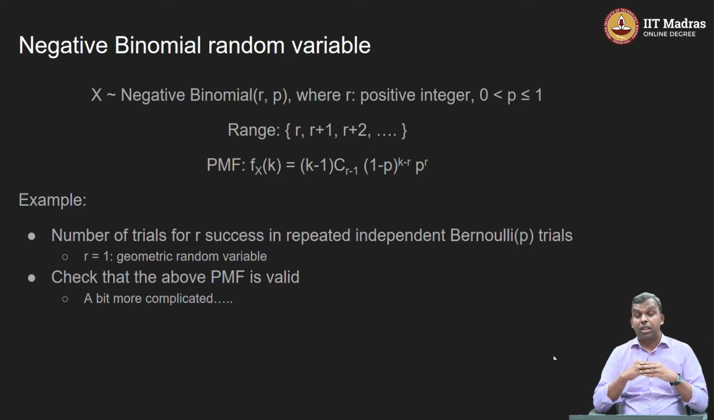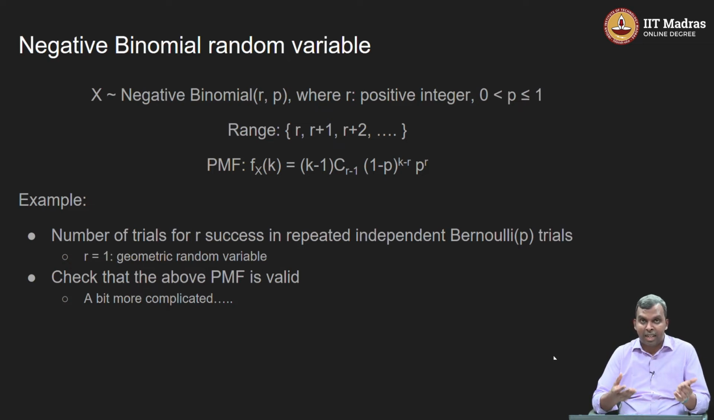Remember, the geometric distribution arose in repeated independent Bernoulli trials as the number of trials for the first success. Okay, so the negative binomial is the number of trials for r successes in repeated independent Bernoulli p trials. So how long will it take for you to get r successes? And this is the formula for that. Okay, so you can check that this is a valid PMF. It's a little bit more complicated, but not that hard. You can try it. It'll give you some comfort in summing up series. Okay, so that's the negative binomial random variable.